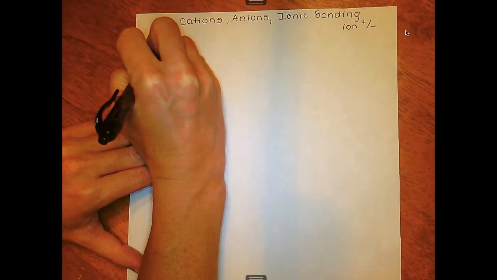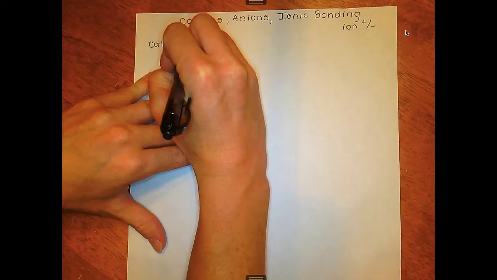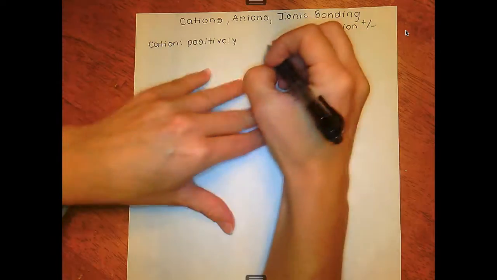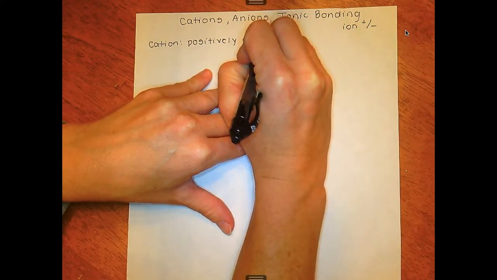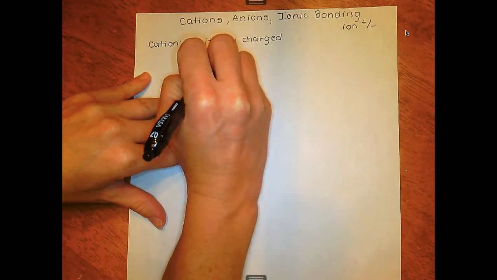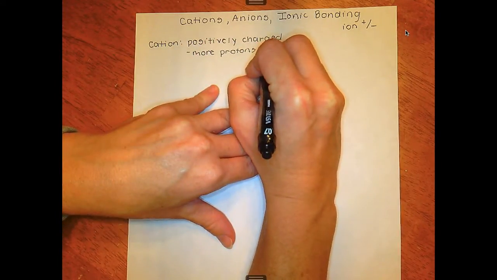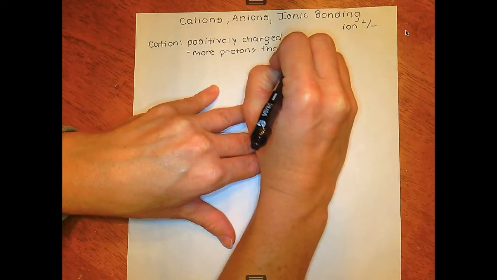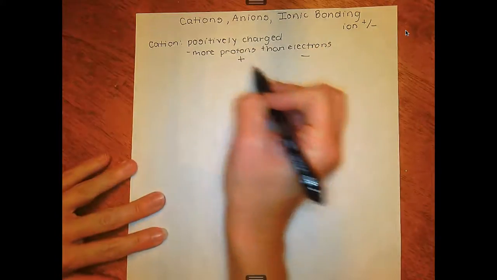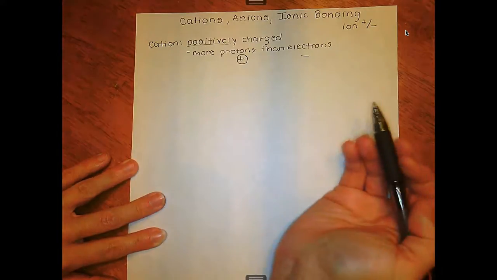The first term that you come to is a cation, which, if you looked at the PowerPoint, is a positively charged ion. Go back and think about, how does something become positively charged? We said that occurs when there are more protons than electrons. That should make sense, because protons are positively charged and electrons are negatively charged. So if you have more positive charges than negative, you would expect your overall charge to be positive.